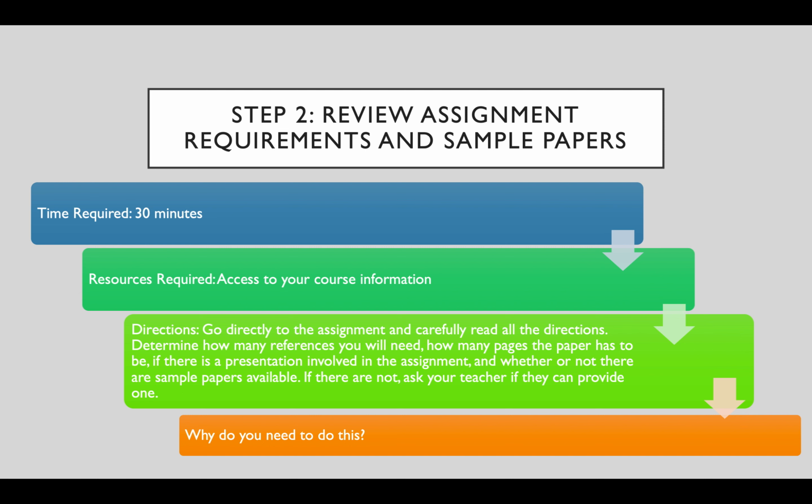Some of the things that you can do is determine how many references you will need, how many pages the paper has to be, if there's a presentation involved, and whether or not there are sample papers available. Sample papers are really helpful because you can see what your instructor wants from you. If there are not any sample papers posted, ask your instructor if they can provide one. Why do you need this? In order to be successful, you're going to need to know what your instructor is looking for.